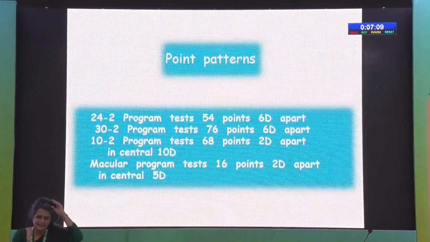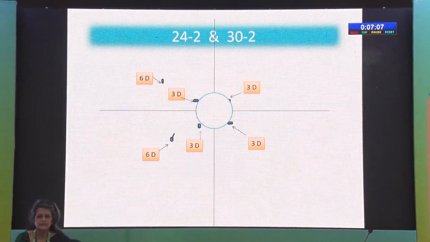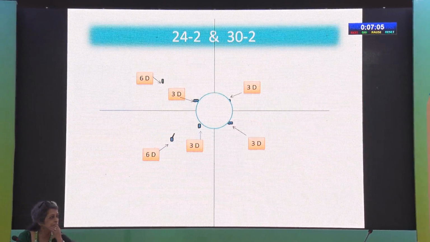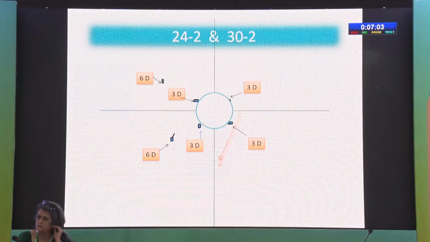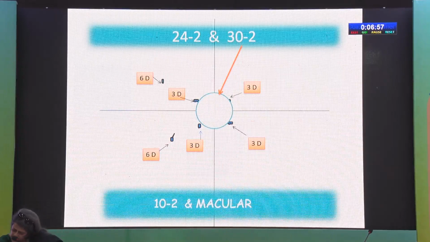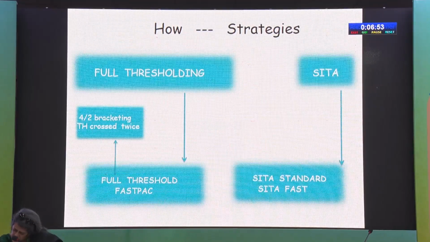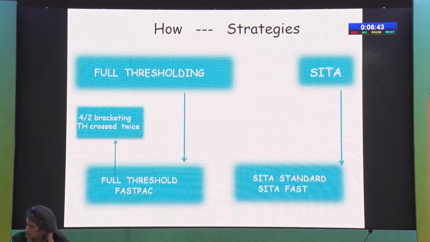As far as the point patterns are concerned, with their 6-degree spacing, the 30-2 and the 24-2 are used to assess initially in the early stages of glaucoma, and in the later, more advanced stages, when it's just the central field which is left behind, with their 2-degree spacing, the 10-2 and the macular fields are used. As far as the strategies are concerned, SITA, that is Swedish Interactive Thresholding Algorithm, has almost totally replaced the full thresholding one because it is as accurate and it takes less than 1/3 of the total time.